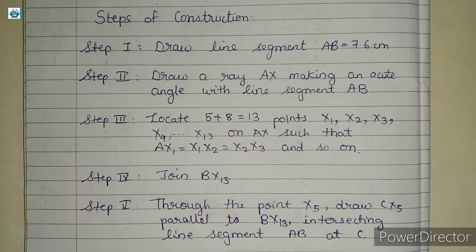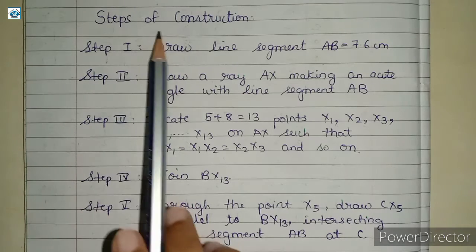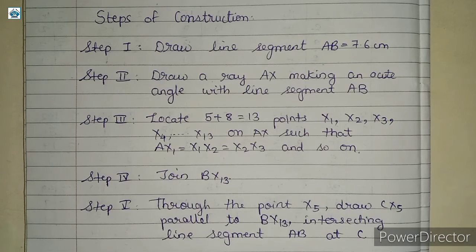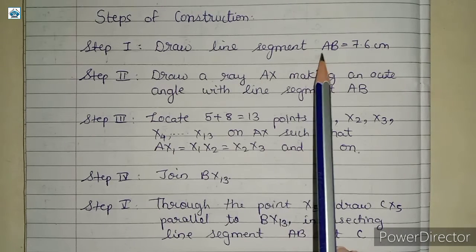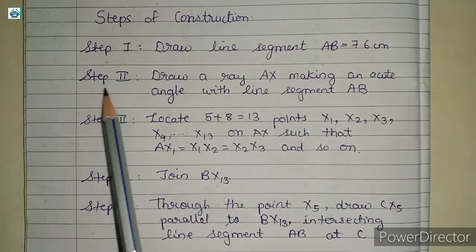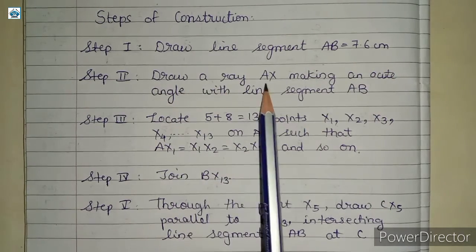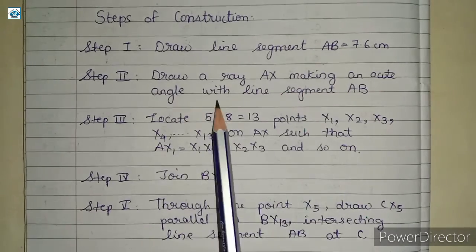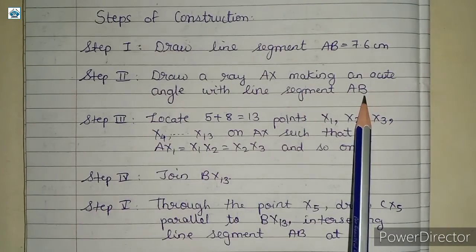After construction, let us now see the steps of construction. Now these steps are written in the same order in which we constructed. Step 1. Draw line segment AB equal to 7.6 centimeter. Step 2. Draw a ray AX making an acute angle with line segment AB.